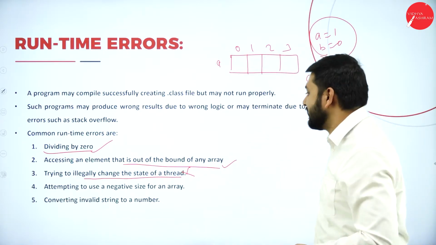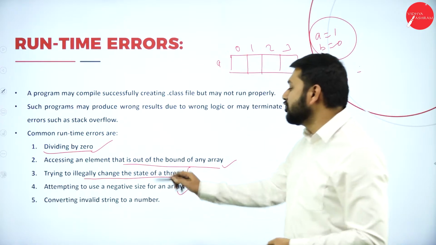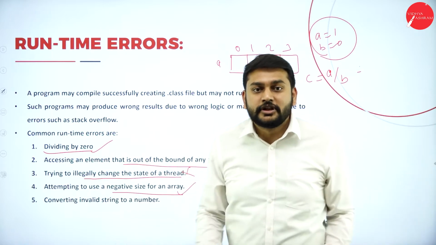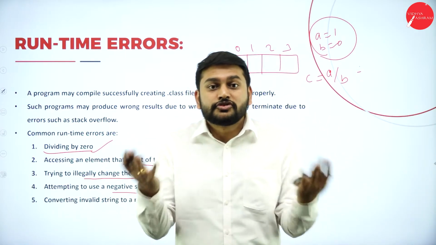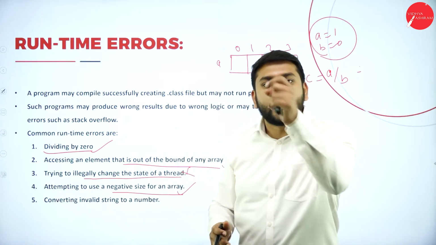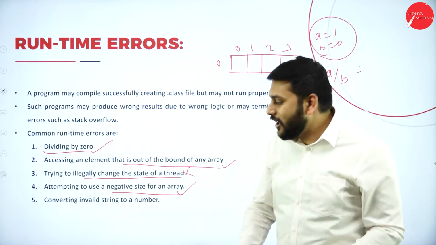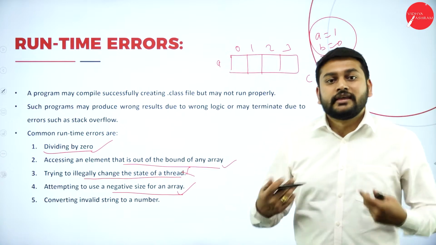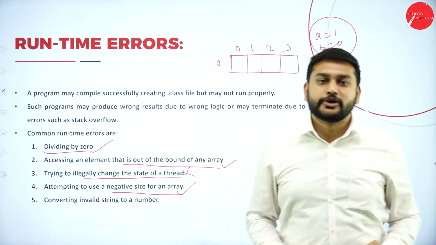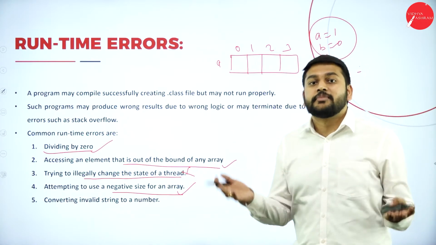Moving forward to the next runtime error, attempting to use a negative size for an array. Sir, it's very simple. If I ask you what your size is, and you say, sir, minus 10 kg, what? Minus 10 kg, how is that possible? In the same way, if I ask for the size of an array, can I allocate a negative size? No, it is not possible. So that's going to be a runtime error.